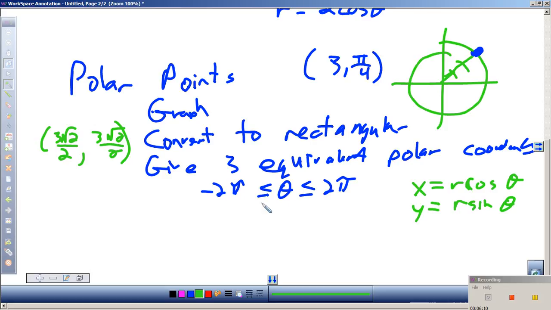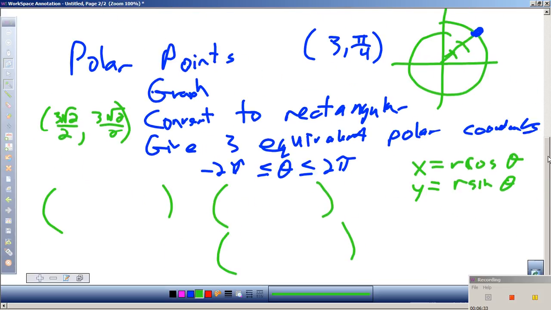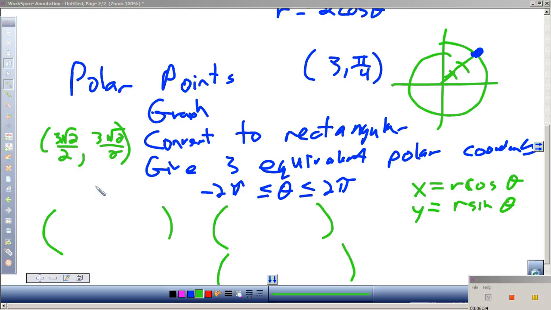And what about finding 3 equivalent? So we've already got one with a positive 3. We know we're going to have another one with a positive 3, and 2 of them with a negative 3. So if you're doing this, this is the first thing I would set up: I know I'm going to have one more with positive radius and 2 more with negative radius.